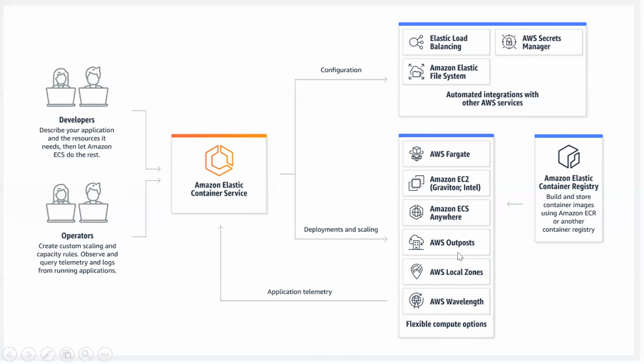Now coming to this picture, you can see over here, the developers can deploy their application and the resources it needs, and ECS will do the rest of the things. Then there are operators that can do custom scaling as well as capacity rules and observe the telemetry data, logs and all. They can have a quick watch over those logs. And ECS will deploy and scale based on Fargate, EC2, or ECS Anywhere, Outposts, Local Zones, Wavelength.